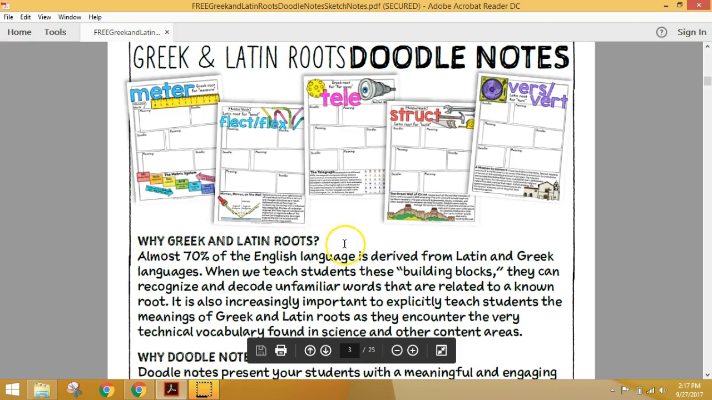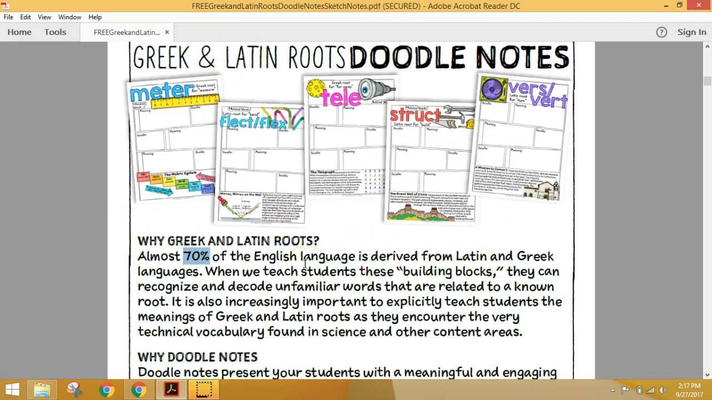Okay, so let's go over why you're doing this. Why Greek and Latin roots? It says almost 70% of the English language is derived from Latin and Greek languages. When we teach students these building blocks, they can recognize and decode unfamiliar words that are related to a known root. It is also increasingly important to explicitly teach students the meanings of Greek and Latin roots as they encounter the very technical vocabulary found in science and other content areas. So I think that's incredible. Almost 70% of our language is attached to these Latin and Greek roots.